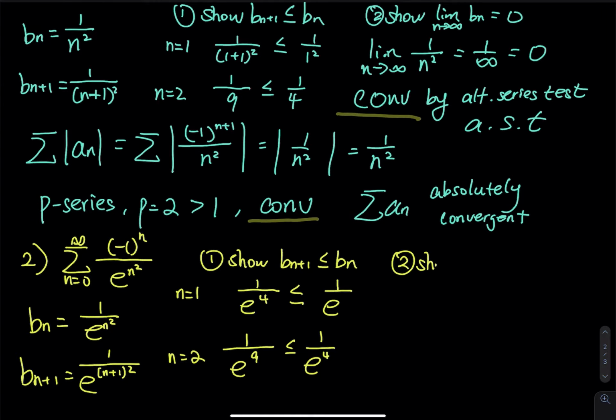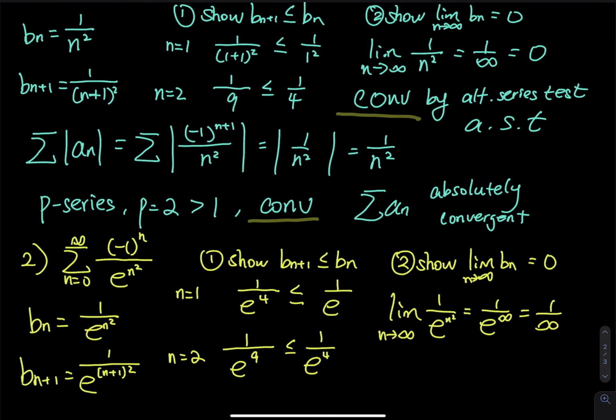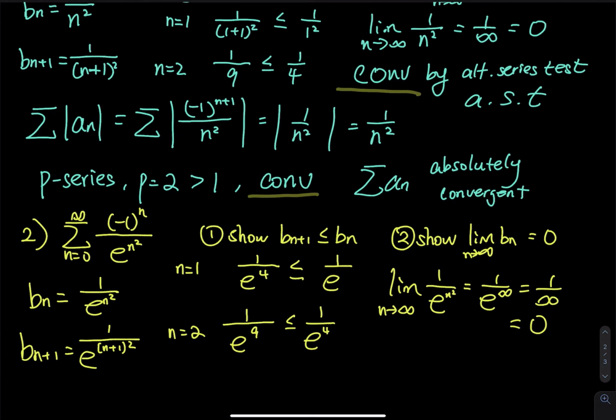And then number two, you have to show that the limit as n approaches infinity of Bn is equal to 0. So that will be the limit as n approaches infinity of 1 divided by e to the n squared. So that will be 1 divided by e to the infinity. That is 1 divided by infinity. That is equal to 0. So number one is true. Number two is true. Therefore, using the alternating series test, the series is convergent. AST, alternating series test. We just proved that the series is convergent.